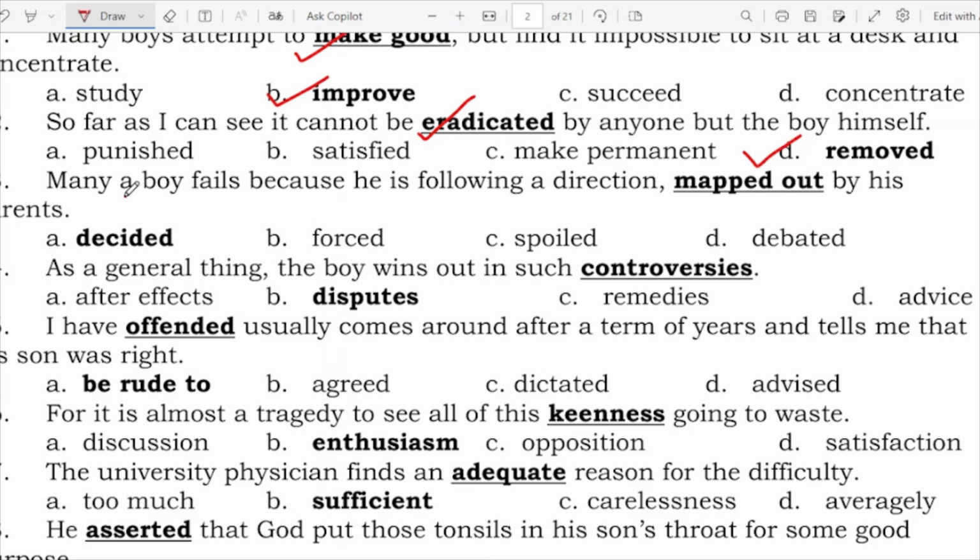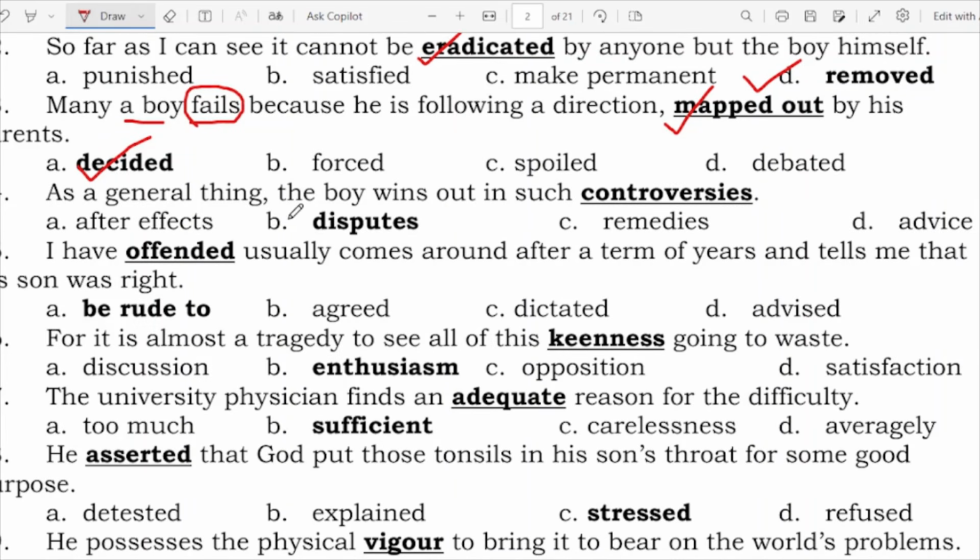Many of the boys fail. Here we have are boy. When you have are boy, you will use singular verbs, okay? And if you don't have are, then we use many boys. Because he is following direction mapped out. Mapped out means decided, designed, planned. As a general thing, the boy winds up in such controversies when he has to talk about his profession, and this controversy is a dispute between the parents and the children.